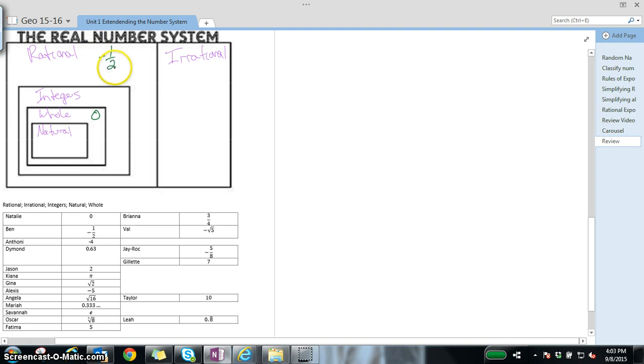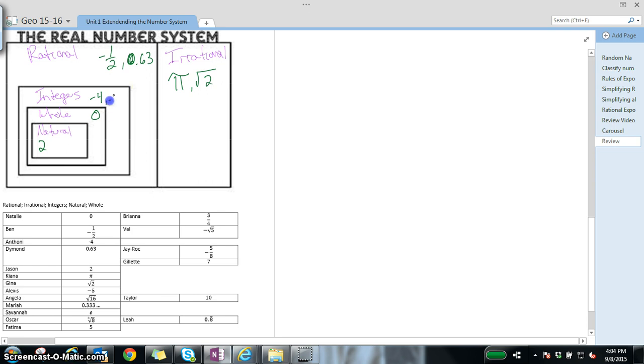Rational, negative 1/2 is a fraction, negative 4 is an integer, 0.63 can be written as a decimal, and what's in here as well. 2, natural number, we can see 2 is something. Top, of course, is irrational, decimal goes on forever and ever and doesn't repeat. What's the square root of 2? There is no perfect square root of 2. You put in a calculator, you get a bunch of decimals.